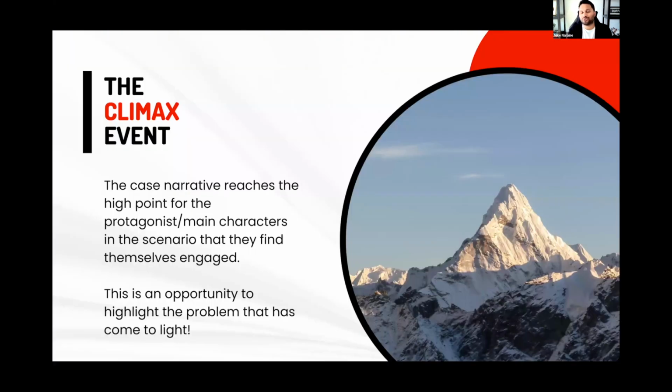And that leads us to one of the most well-known parts of Freytag's pyramid, the climax event. The case narrative reaches the high point for the protagonist, main characters, or even potentially other characters, side characters in the scenario that they find themselves engaged in. So this is a critical opportunity to highlight the problem that has come to light.